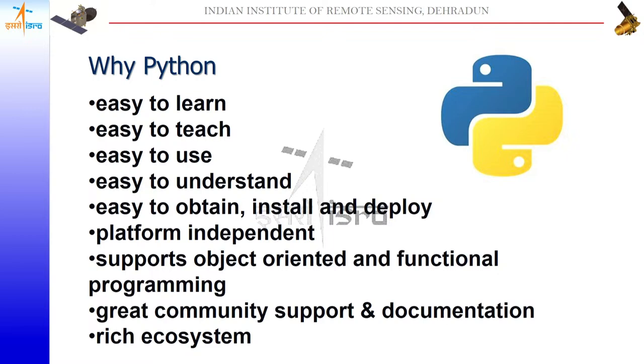Platform independent means once you write a program in Python, maybe in the Windows operating system, the same program you can port to Linux or Mac. But in the case of other programming languages which were not platform independent, the compiler sometimes changes from platform to platform, and even the syntax was changing from platform to platform. In Python, once you write a program, the same program can run on any operating system. Plus it supports both object-oriented as well as function-oriented programming paradigms.